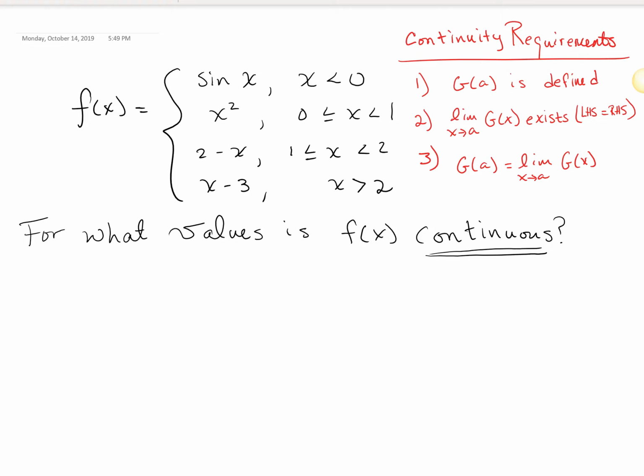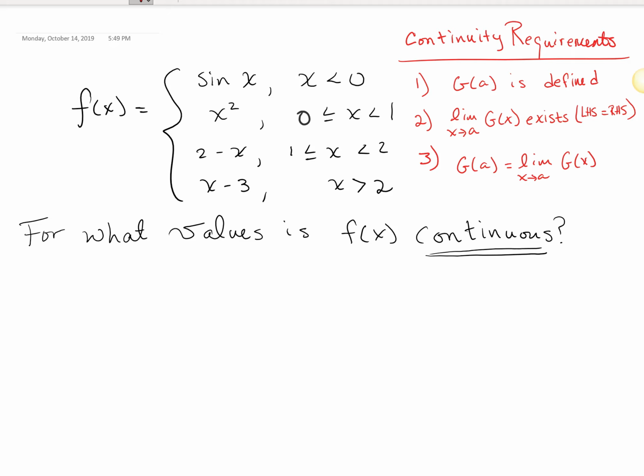So in the following example, we're given a function and it's piecewise defined. It's defined in 4 parts. And the question says, for what values is f of x continuous? So if we look at it, I see there is a 0 and there's 1 and there's 2. Okay, so 0, 1, and 2 are the numbers, of course, that we are interested in.